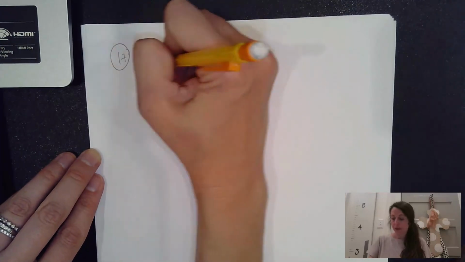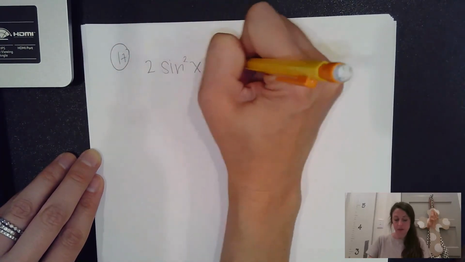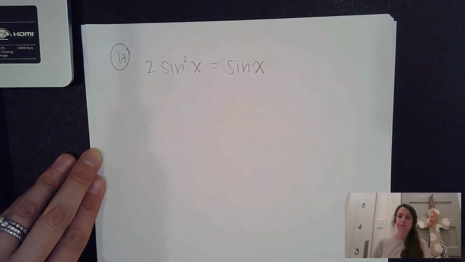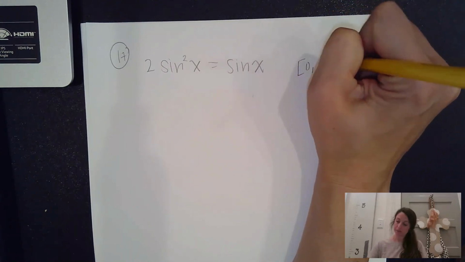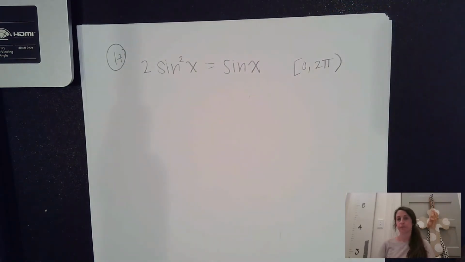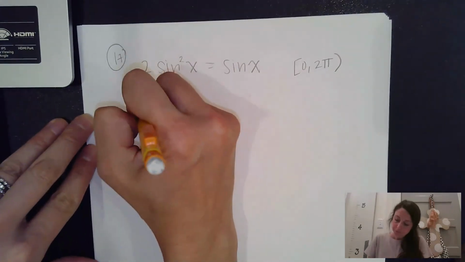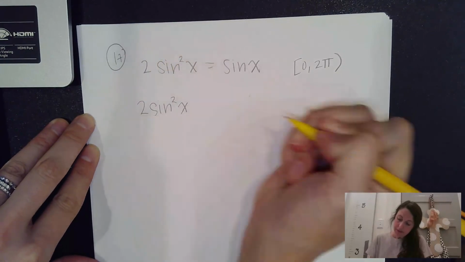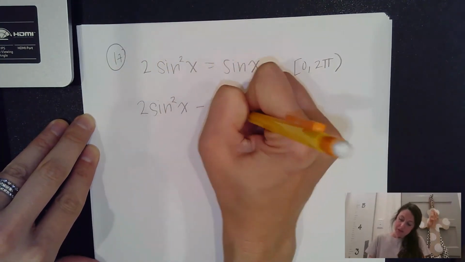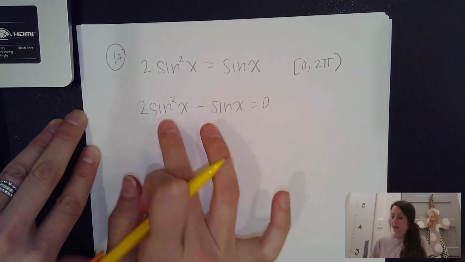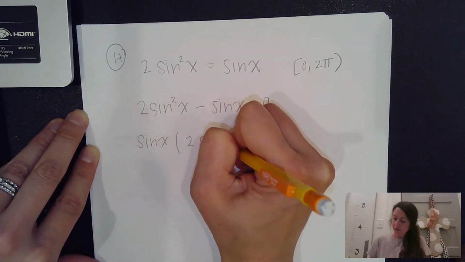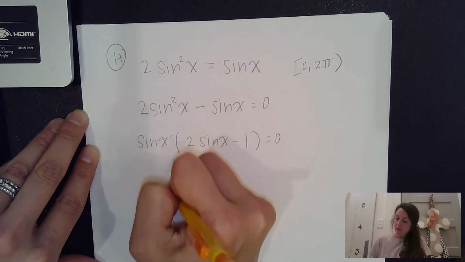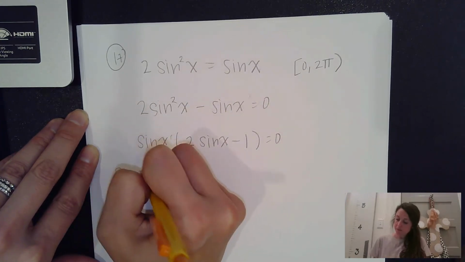Alright, so what if we had 2 sine squared x is equal to sine of x? If we wanted to solve this one on the interval 0 to 2 pi. So we'll have 2 sine squared x minus sine x, so I want to move everything to one side, get it equal to 0. I can factor out a sine of x here, and I'll be left with 2 sine of x minus 1. And then I set both of those equal to 0.